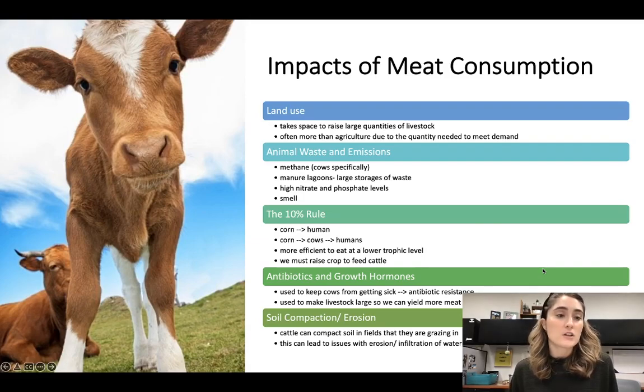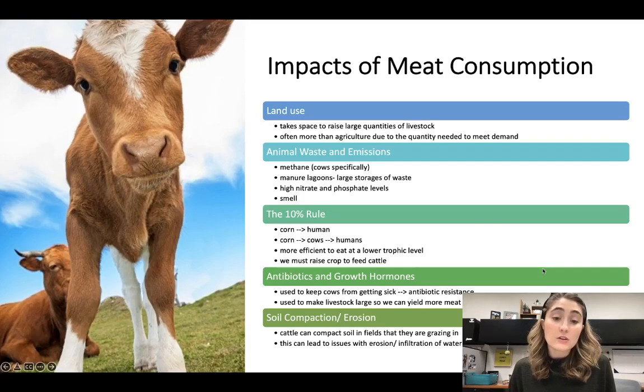The next thing is the storage of their waste. So if you can imagine, if you have all of these cows that you're feeding, thousands and thousands of cows in one area, then you've got lots and lots of cow poop. Cow poop is really high in nitrate and phosphate levels. So if there is any type of runoff coming from an area where livestock is being raised and it ends up in a nearby waterway, that could be largely problematic and cause eutrophication. Additionally, there's a pretty bad smell associated with it. So from an aesthetic point of view, people don't generally like to live near CAFOs.